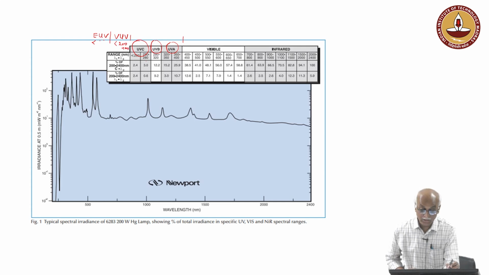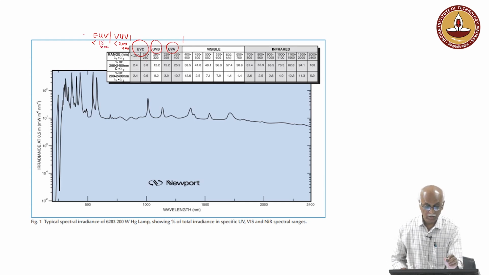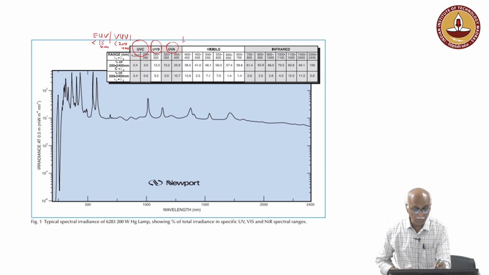So, there are some light sources, extreme UV light sources, for other applications. We will not talk about this. Now, the visible range is between 400 and 700 nanometer. So, this is the visible range: blue, green, yellow, orange, and then red around 600 nanometer region, etc.